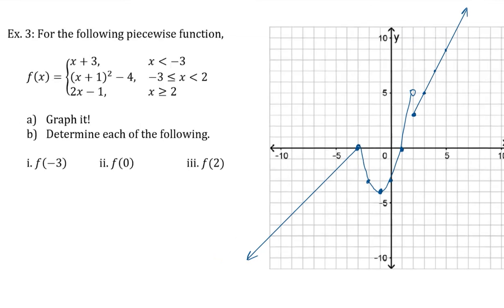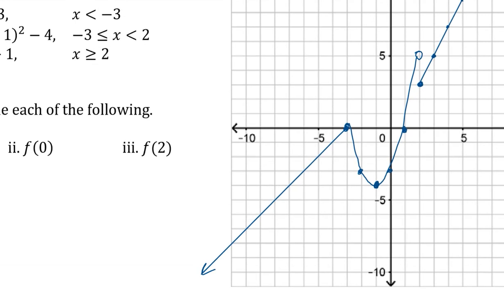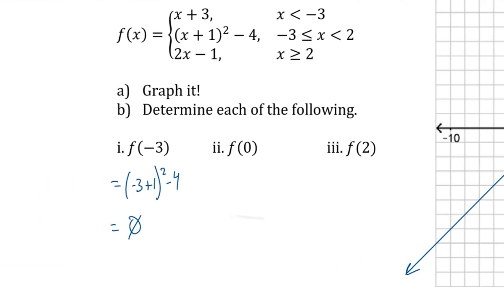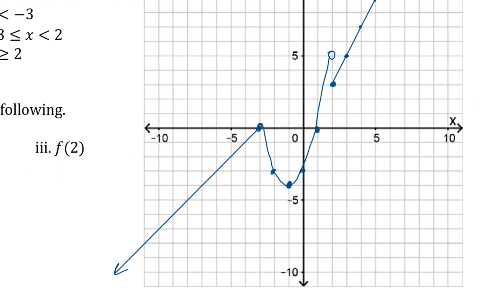And then finally, f at -3. Well, we include -3 in the quadratic, so this is going to be the quadratic. So that's -3 plus 1 squared minus 4, which is -2 squared is 4. 4 minus 4 is 0. At -3, we were indeed at 0. F at 0 is again in the quadratic. So this looks like 1 squared, which is 1, minus 4, which is -3. At 0, we are at -3.